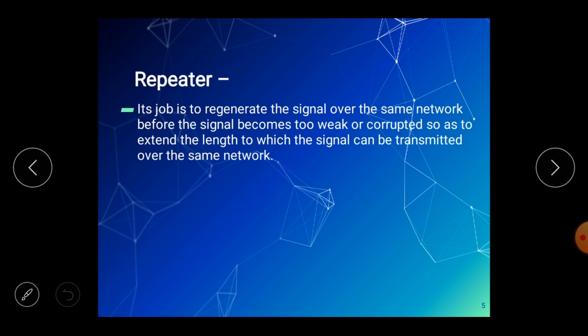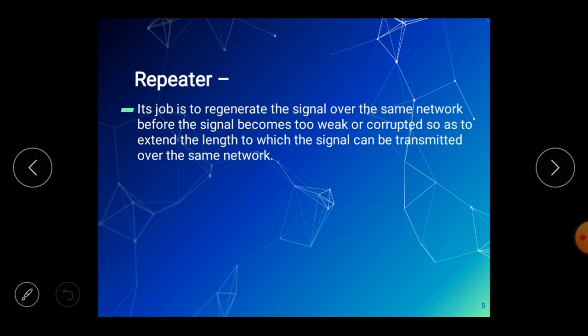There are a variety of network devices available, so I am going to discuss them with you one by one. The first device that I am going to discuss is a repeater. So what is a repeater?